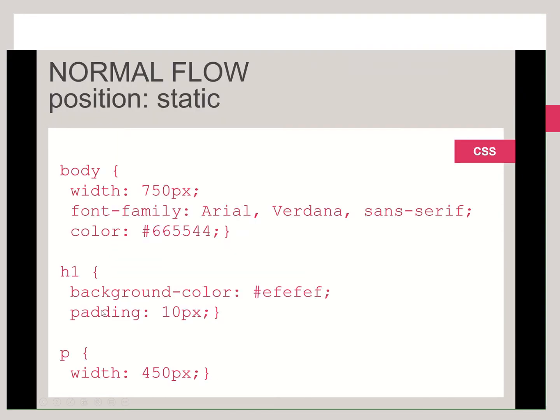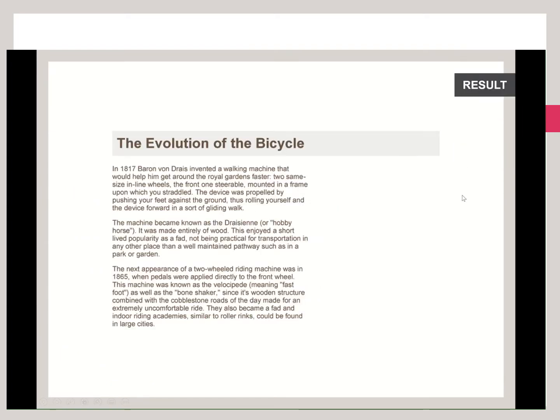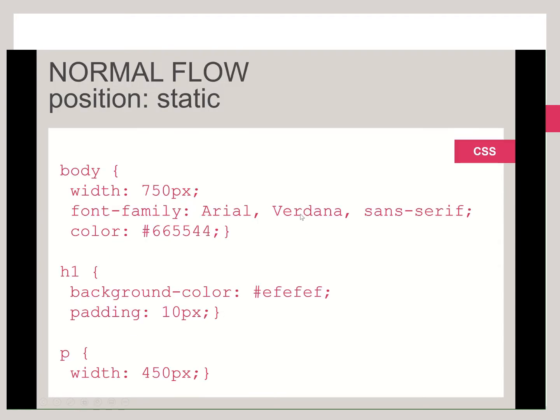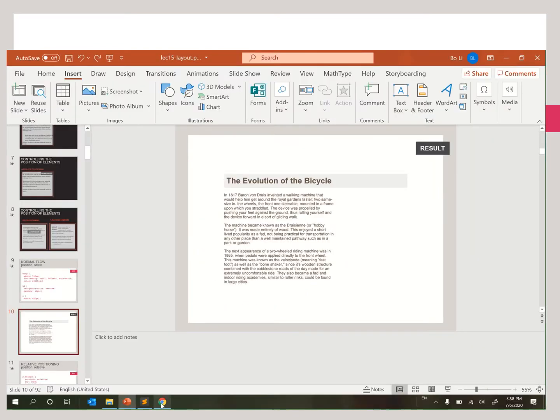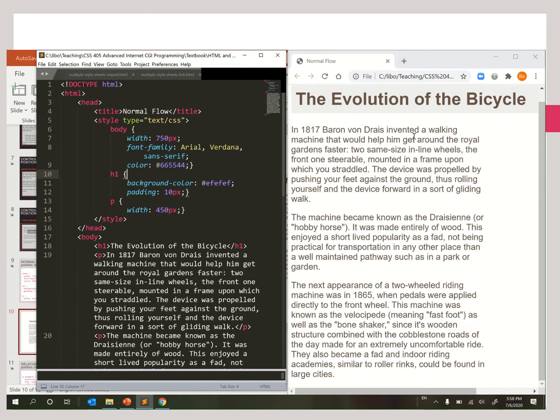The reason is that for the paragraph we restrict the width to be 450 pixels. So it will not occupy the whole width of the body, the window. But the heading, based on the background color, you can find out that it occupies the whole width. Okay, see the demo. So that's here, the demo is this one.